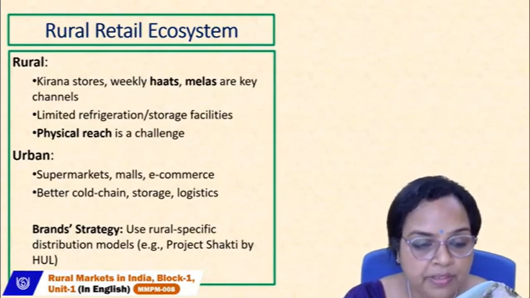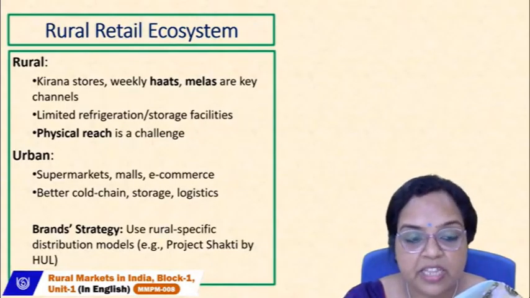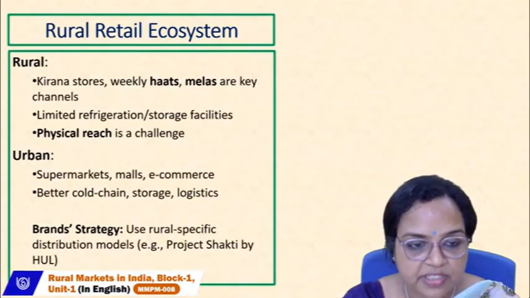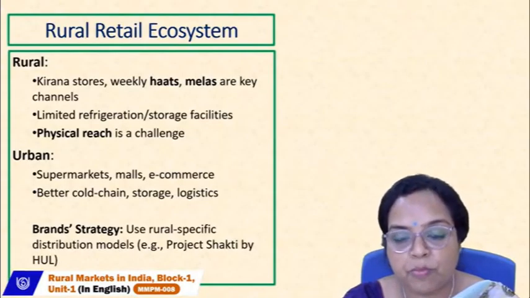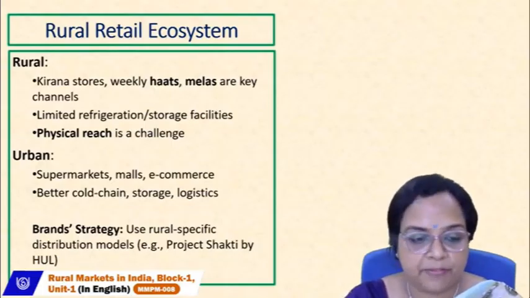When it comes to urban, they have supermarkets, small e-commerce platforms, cold chains, storage facilities, and logistic facilities. So these people are open for buying. These people are the frequent buyers at different platforms.